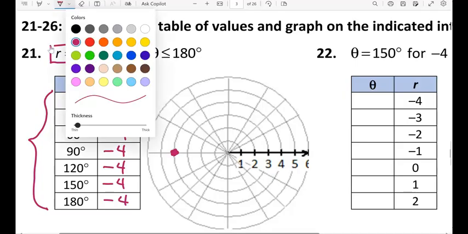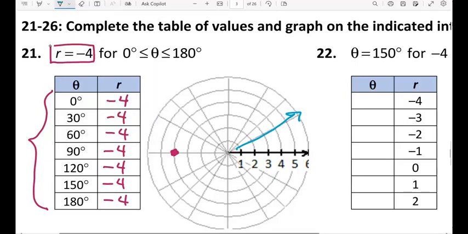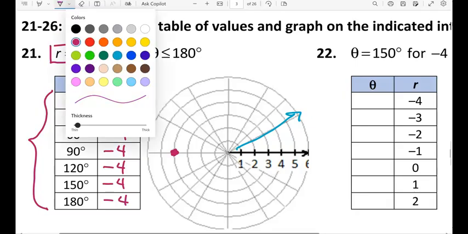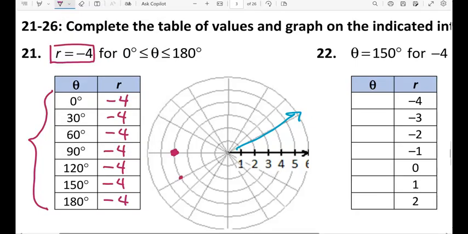And then if I rotate in the direction 30 degrees and go in the opposite direction, 4 units, it's going to be over here. 60 degrees and negative 4. 90 degrees and go in a negative direction from there. 120 degrees, negative 4. 150 degrees, negative 4. 180 degrees, negative 4. So if I start there and stop there, we have that half circle that we've just graphed.